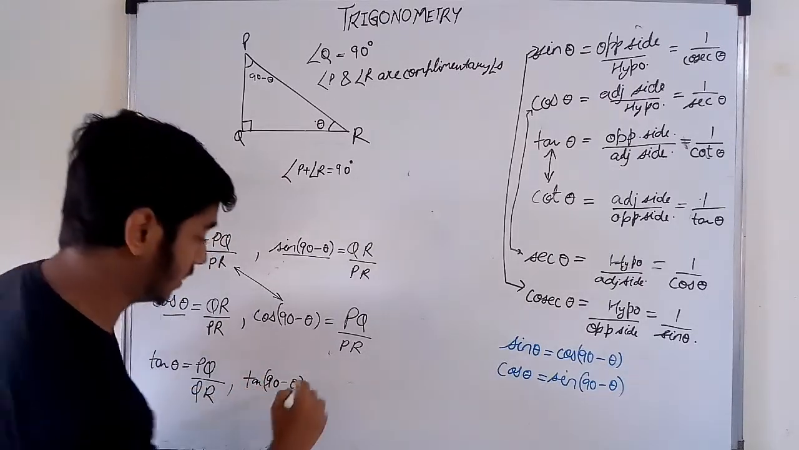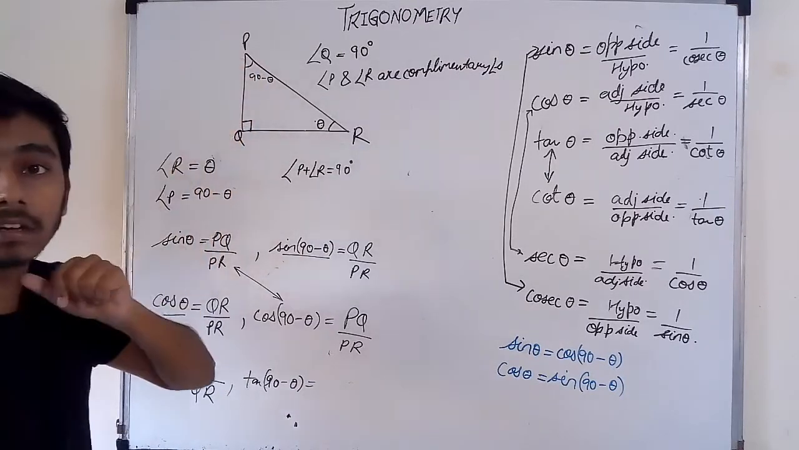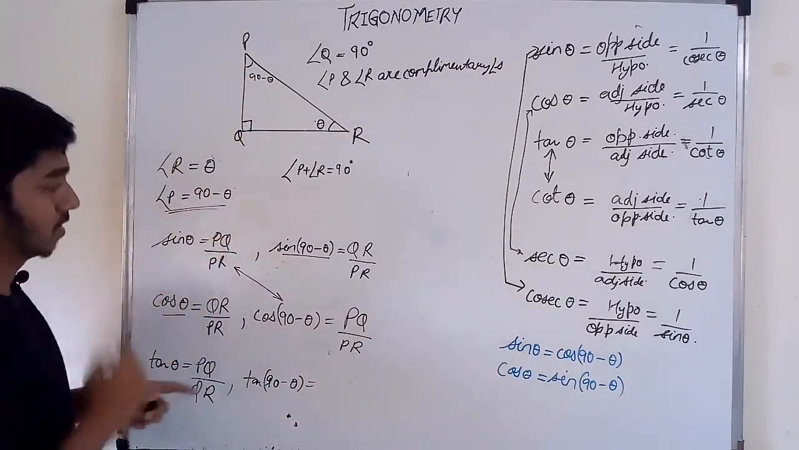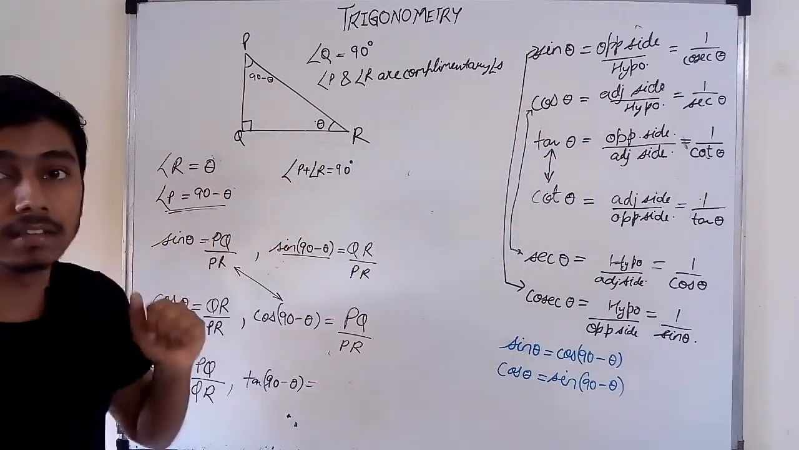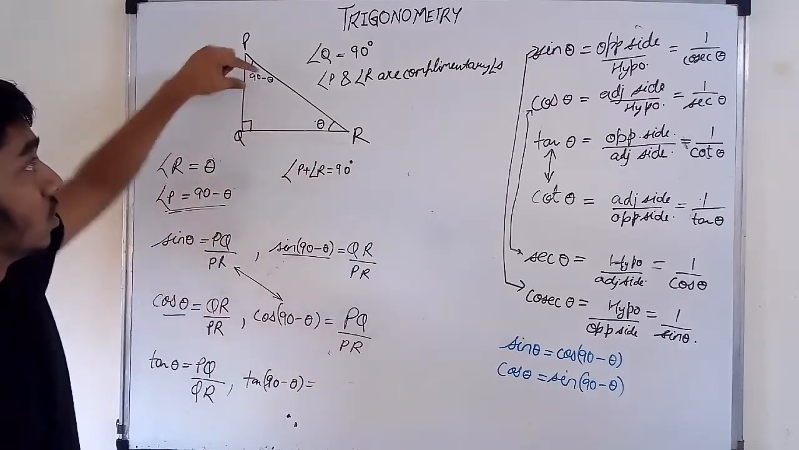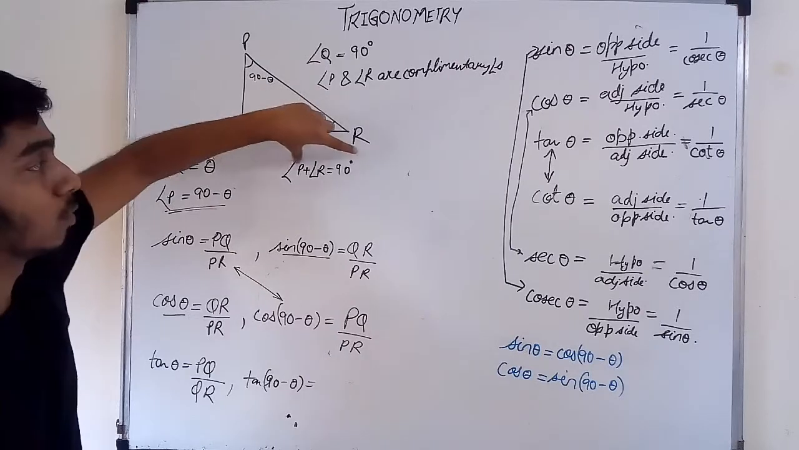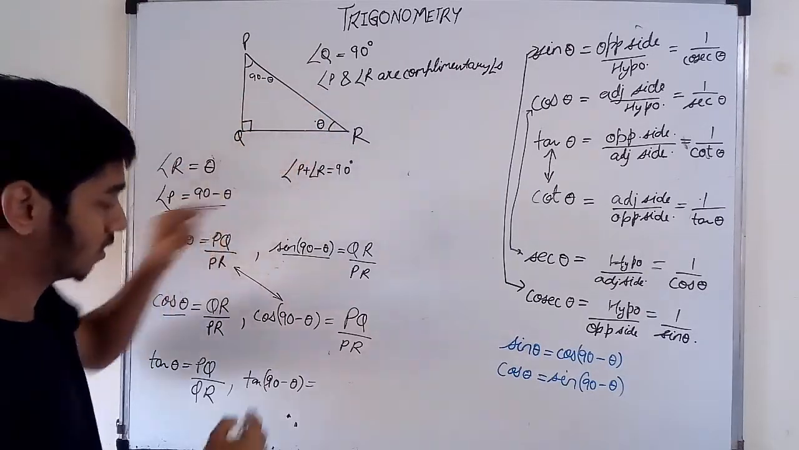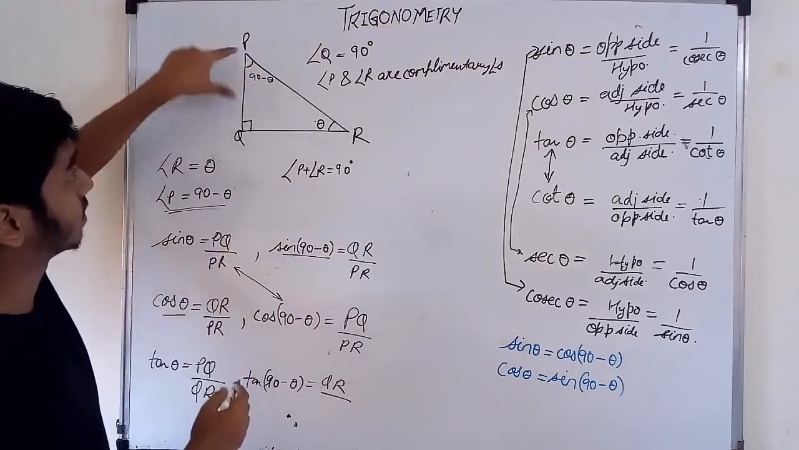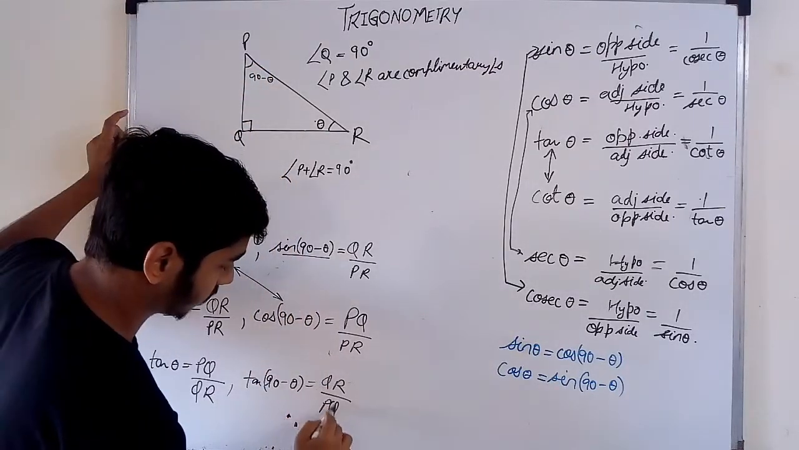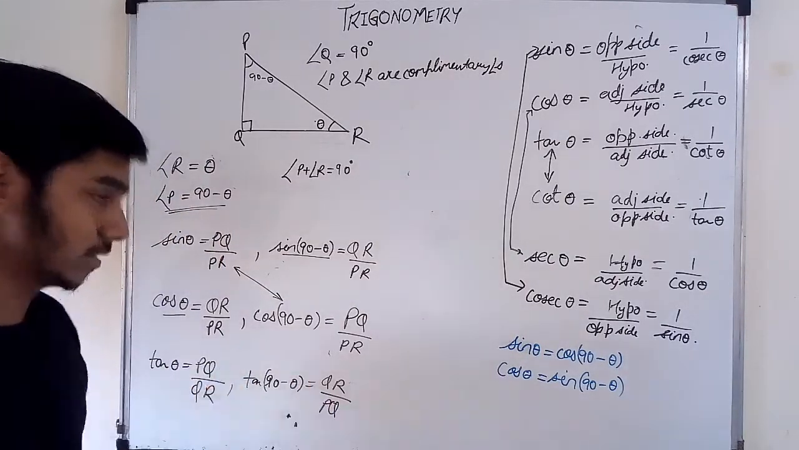So tan 90 minus theta: this is 90 minus theta, this angle P, correct? Therefore tan 90 minus theta, tan is what? Opposite upon adjacent, that is for sure. So tan 90 minus theta is the opposite side, which is QR, upon the adjacent side, which is PQ. So we have got this and this.